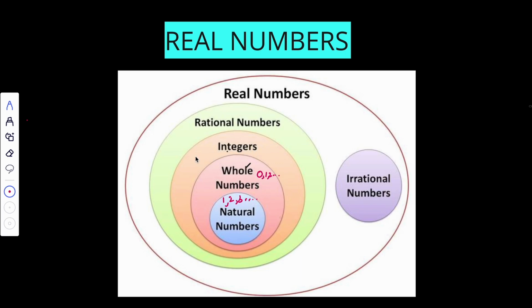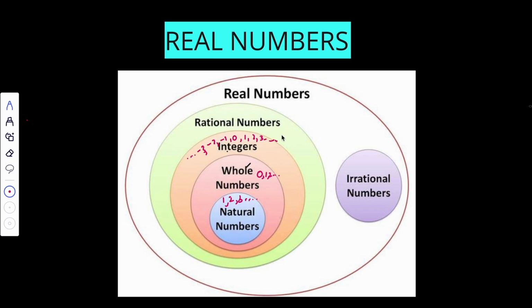In integers we have negative numbers as well as all the whole numbers. That is minus 3, minus 2, minus 1, 0, 1, 2, 3. These are all the integers. Next we have here rational numbers.